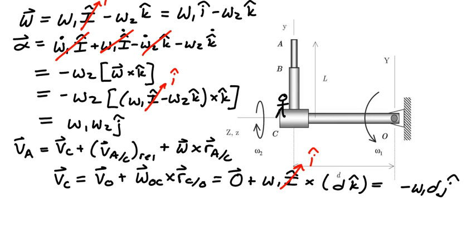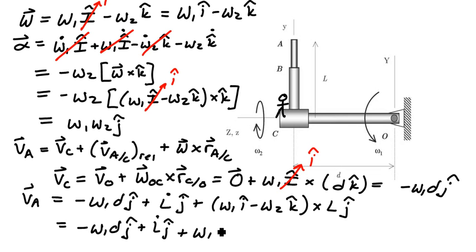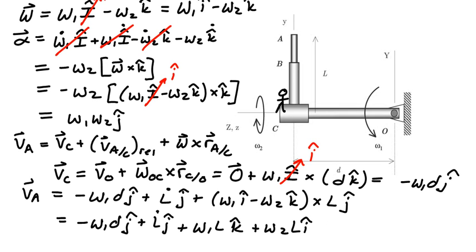I can then take that and find the velocity of point A, so it's going to be the velocity of point C, which we just found to be minus omega 1 d in the little j, plus the velocity of A with respect to C relative to the observer. They're going to see just the extension L dot in the little j direction. I'll add to that the omega of the rotating frame, which is omega 1 in the little i, minus omega 2 in the little k, and I'll cross that with R of A with respect to C, which is a distance L in the little j. If I work this out, I'm going to have minus omega 1 times d in the little j, plus L dot in the little j. I cross j is k, so I'm going to have plus omega 1 times L in the little k. K cross j is minus i, so I'll have plus omega 2 times L in the little i. From here you can plug in numbers and find a final result for the velocity of point A.